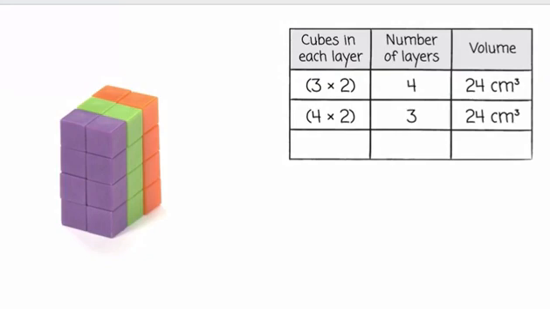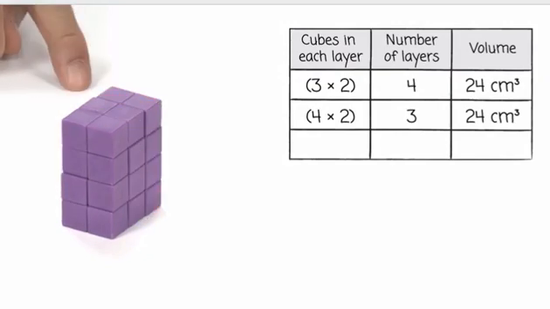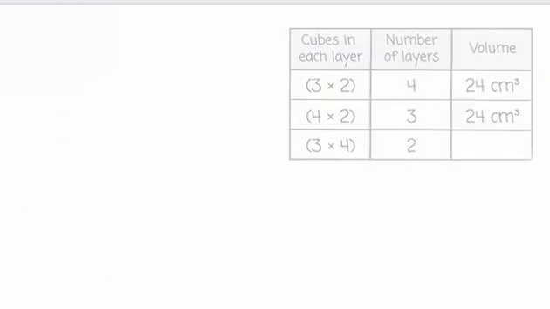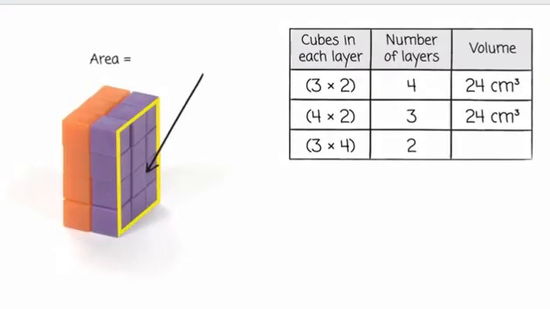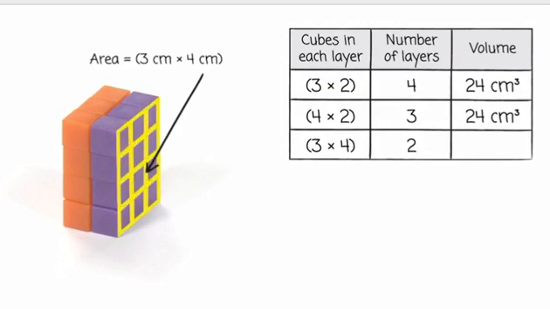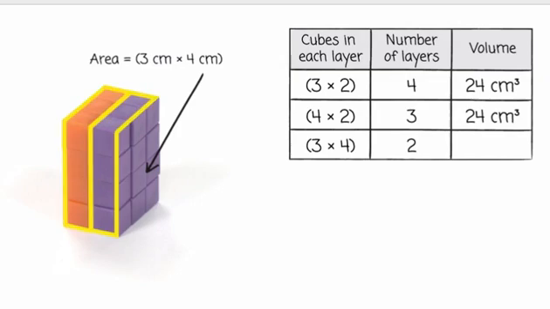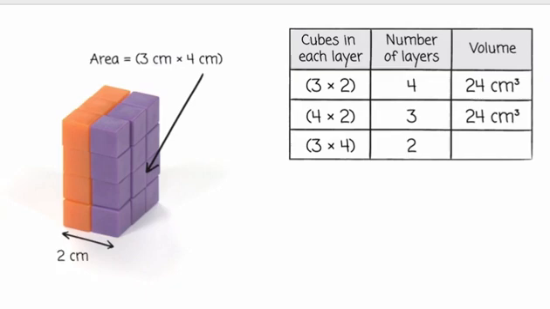Let's try this one more time. Now, each layer is 3 cubes by 4 cubes, and there are 2 layers. Write a multiplication expression we can use to find the area of this face. The area of this face is 3 centimeters times 4 centimeters. That's 12 square centimeters. This time, there are 2 layers behind this face. That's the same number as the width, 2 centimeters.